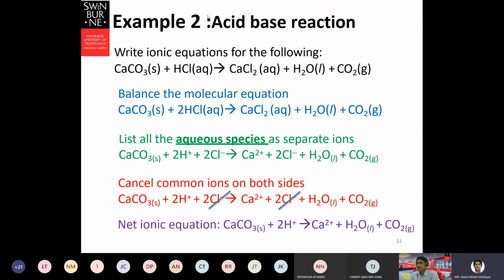So now when we write the ionic equation, first we need to balance the equation. Here we see there are two chloride atoms, and here is only one chloride, HCl, because there is only one in front. One hydrogen, one chloride. But here we see one calcium, but two chloride.